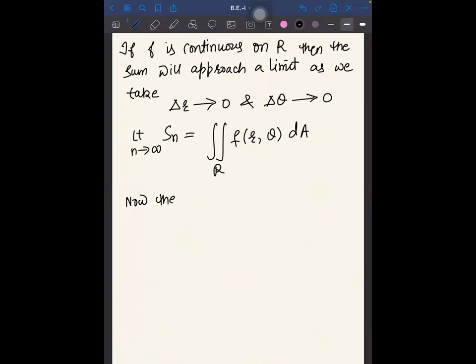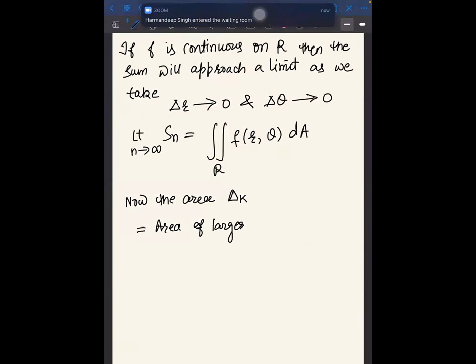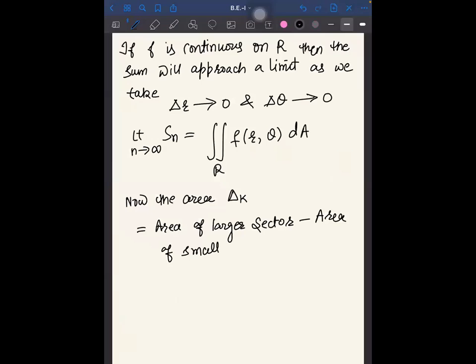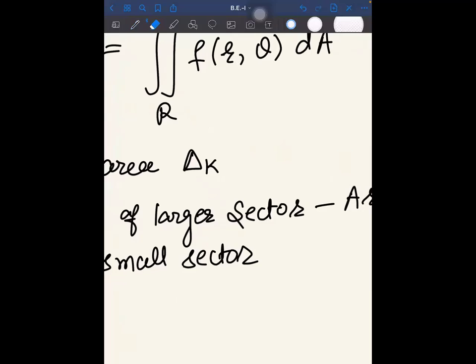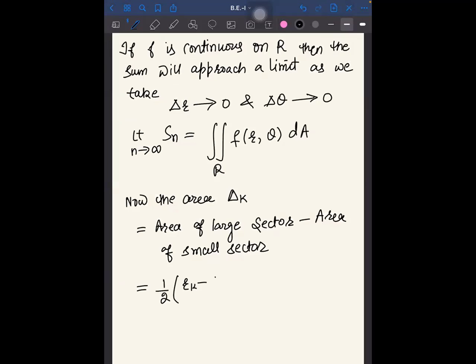Okay. So now the area of delta K is equal to what? Area of the larger sector minus area of the small sector, right? So let me put it as large sector and small sector. (RK minus delta R by 2) whole square into the amount of rotation.